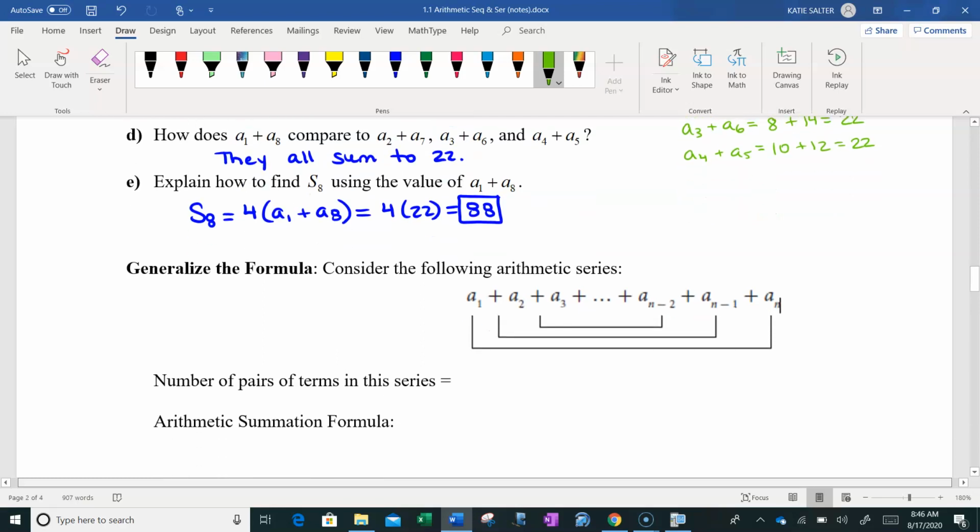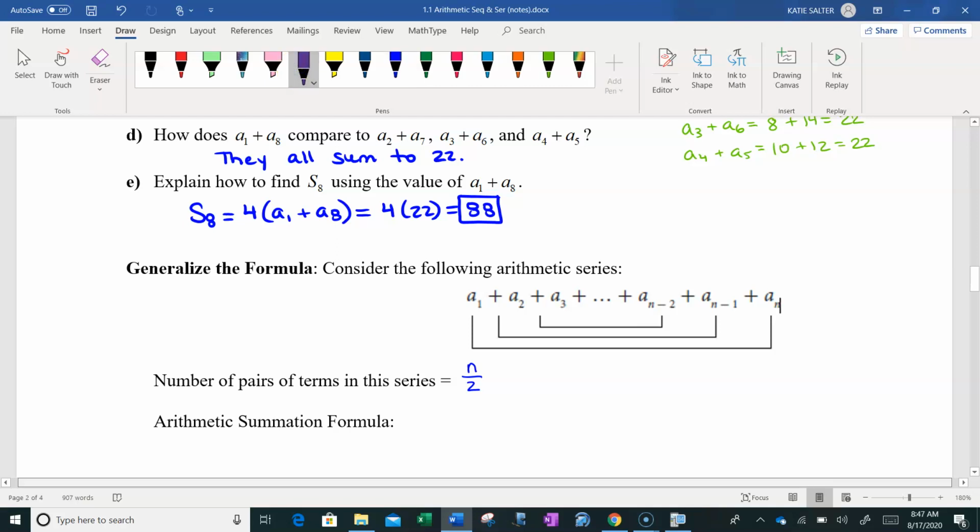Well, if we're just generalizing it, if there's n terms in the total series, then the number of pairs in this series would be n divided by 2. So pretty much what happens is if we know what the first term is and we know what the very last term is, then we can just add the first term to the last term and then multiply it by the number of pairs in the series and get the total sum.